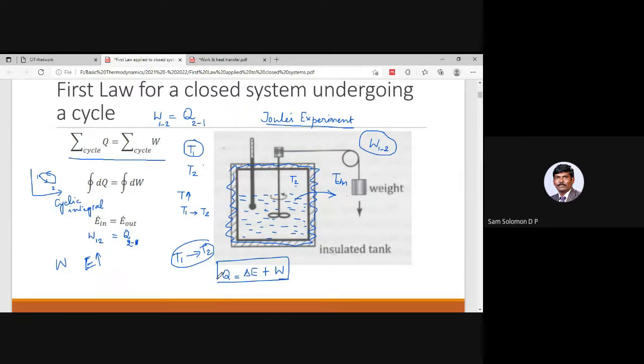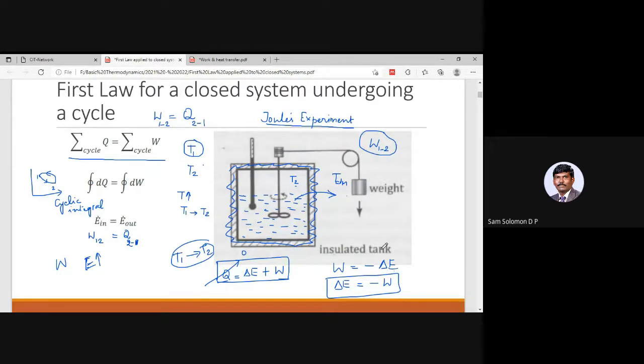So in this case, there is no heat addition. Because of the insulation, heat transfer is 0, which means W equal to minus delta E, or delta E is equal to minus W. And for our case, this is correct because work input we represent as negative. So this negative work input has raised the energy level of the fluid. So this is the first law for a process.